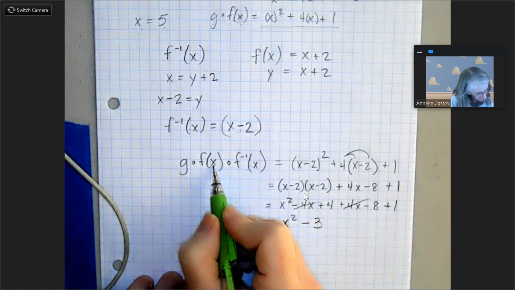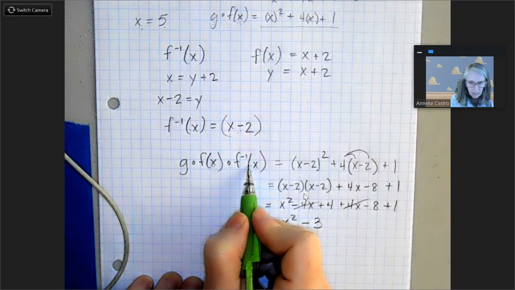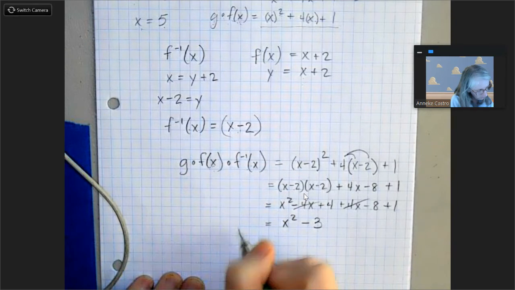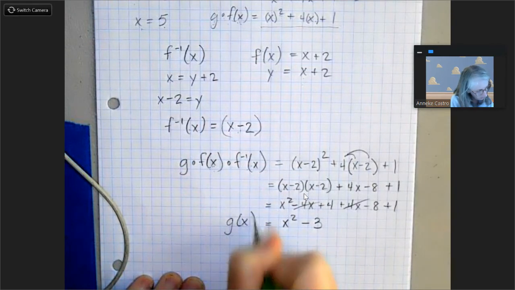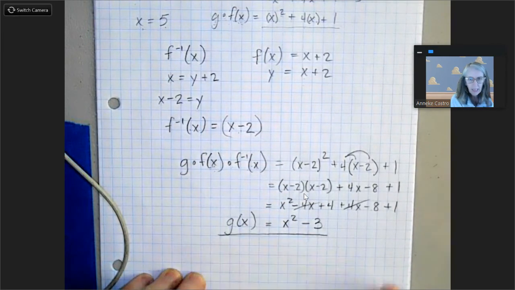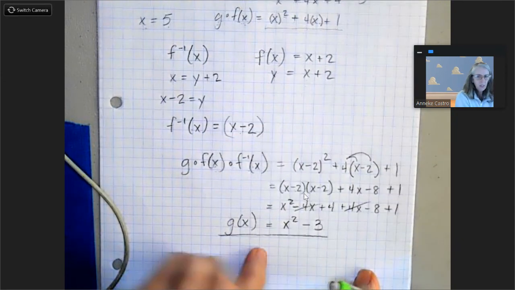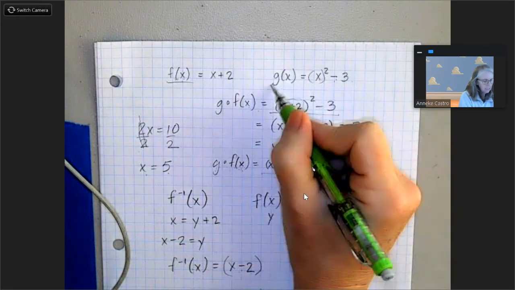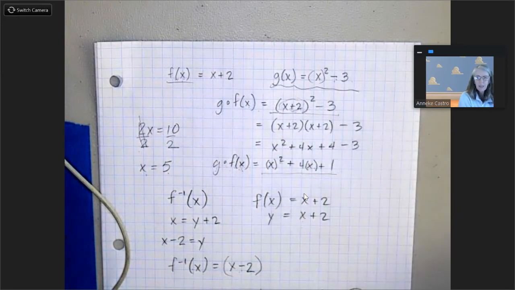So the f of x canceled out with its inverse, and we're left with g of x is equal to x squared minus 3. Is that what we started with? Holding my breath. Yes, ding, ding, ding! There it is. That was my original g of x function.